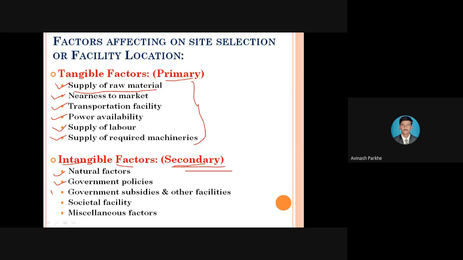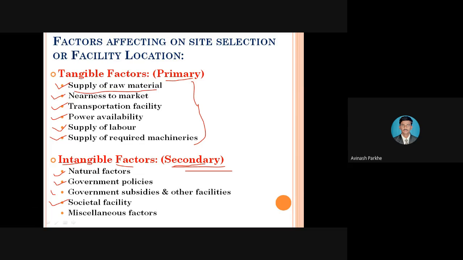Then under the secondary, government subsidies and the other facilities. Some government subsidies are also available to start your industry. So maximum subsidies are available for the women. If any woman is starting the new business, at that time the maximum government subsidies are available to start the industry. Maybe some 50% subsidies there, some 80% subsidies there. So like that, government subsidies are also available under the intangible factor, and you can take the benefit of that particular government subsidies.